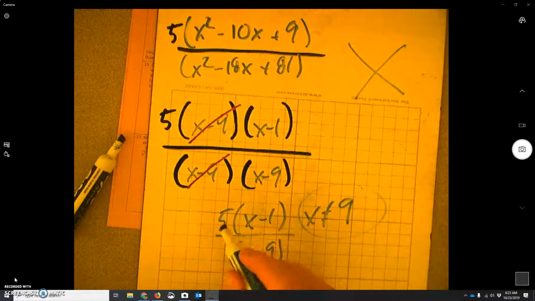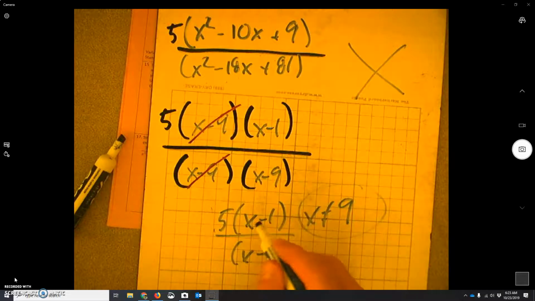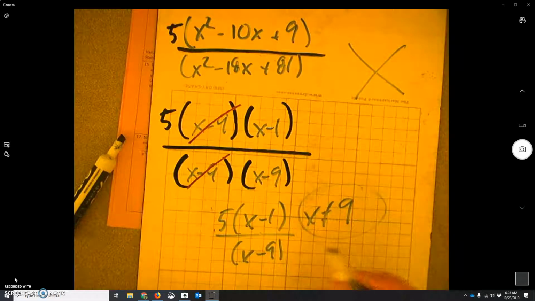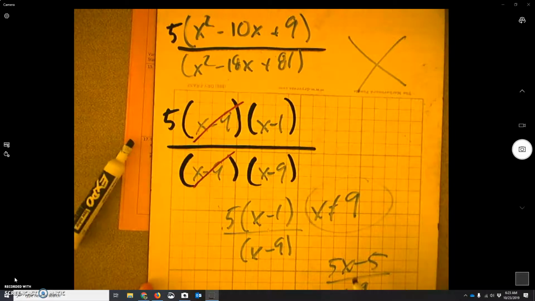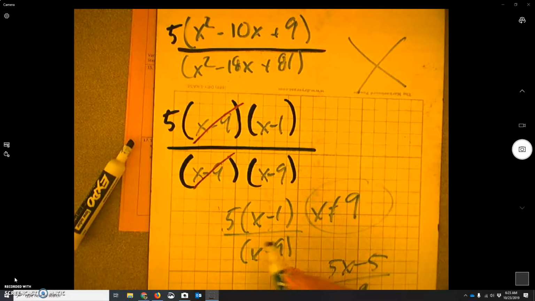Okay. And if you remember on Conx, some of the times they said make sure you write it in expanded form, which would be 5x minus 5 over x minus 9. I would just put in this answer though, if I were you. There's no reason to do this if you don't want to. Okay, that's question 16.